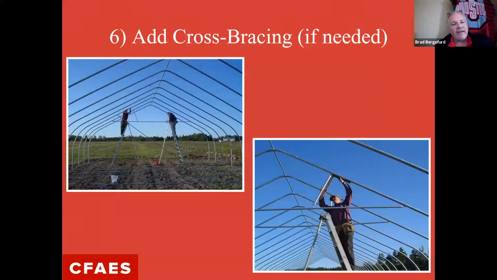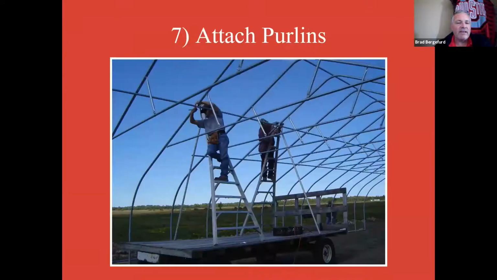Then once we get the bows up, then we go ahead and start adding our cross spacing, whether that's trusses or whatever. A lot of my farmers put trusses in them because they can actually hang the tomatoes off of the trusses and do other things off of those trusses. Just helps support that a lot better. And then you go ahead and attach your purlins.